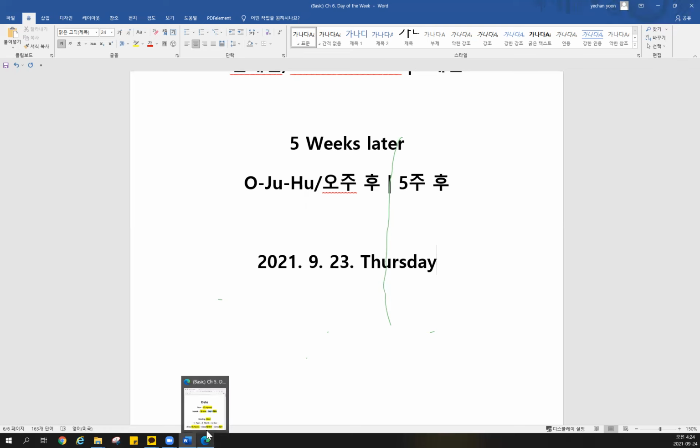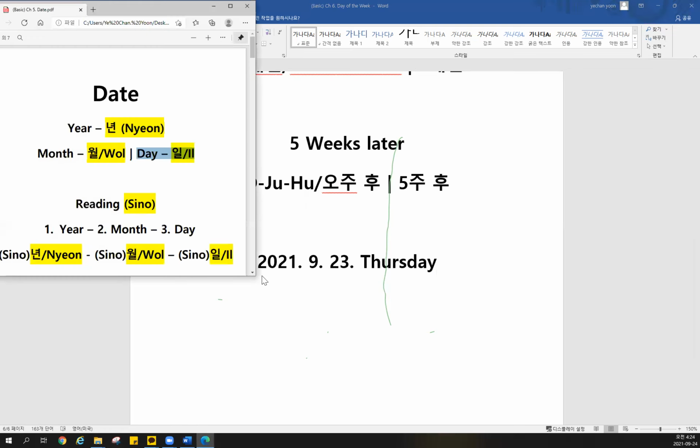I will give you some hints, guys. This is our previous class note. So for the year, you can just write it down like this. The month counting word is going to be like this. The day counting word is like this. We already learned about Thursday today. How about the reading? You can use the Sino version. How can you say 2021, September 23rd, Thursday? You can follow exactly the same format like this for the reading.